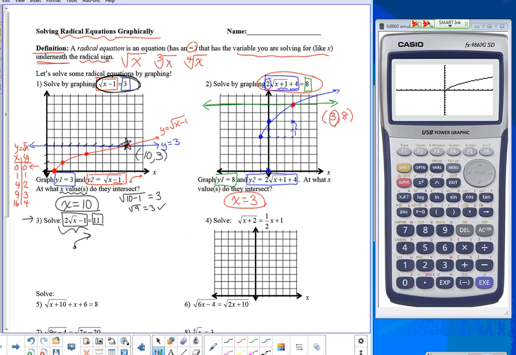But where is this horizontal line for y equals 11? Well, the horizontal line, if I'm in a standard window, doesn't go up to 11. So maybe what I want to do right now is I need to zoom out. So let me go to zoom, and I'm going to hit out. The same thing could happen on either a Casio or a TI. In either one at this point, it's waiting for me to hit enter to actually do the zoom.